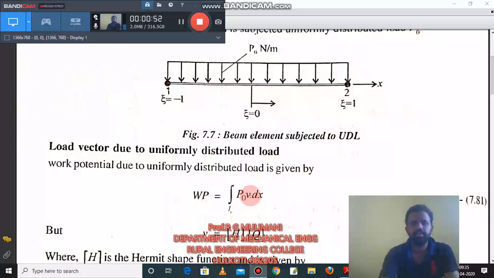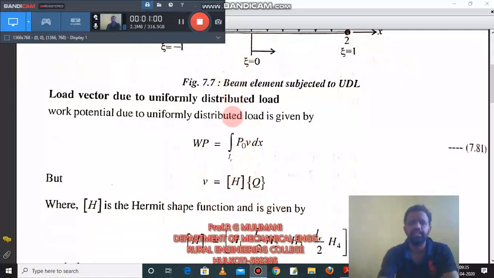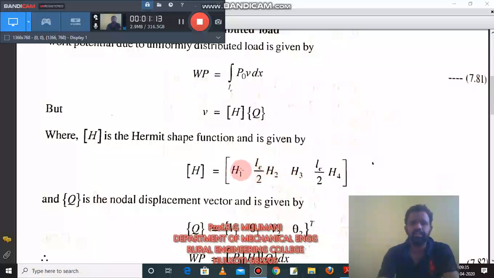We already know that for beams V is equal to H into Q, where H is the Hermite shape functions H1, H2, H3 and H4. It is in natural coordinates. If it is taken in the global or local coordinate system, it can be written as H1, LE by 2 H2, H3, LE by 2 H4.